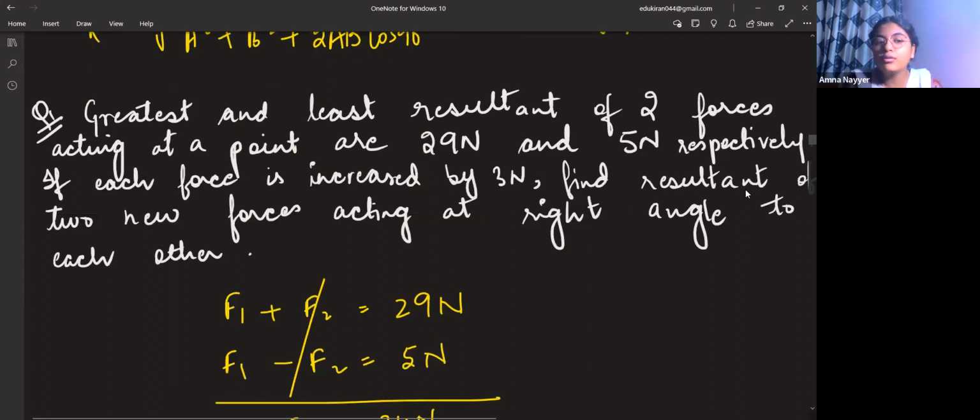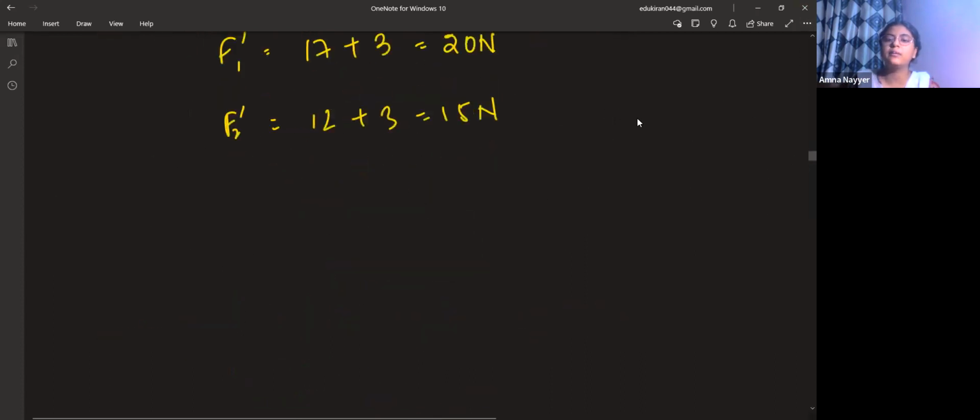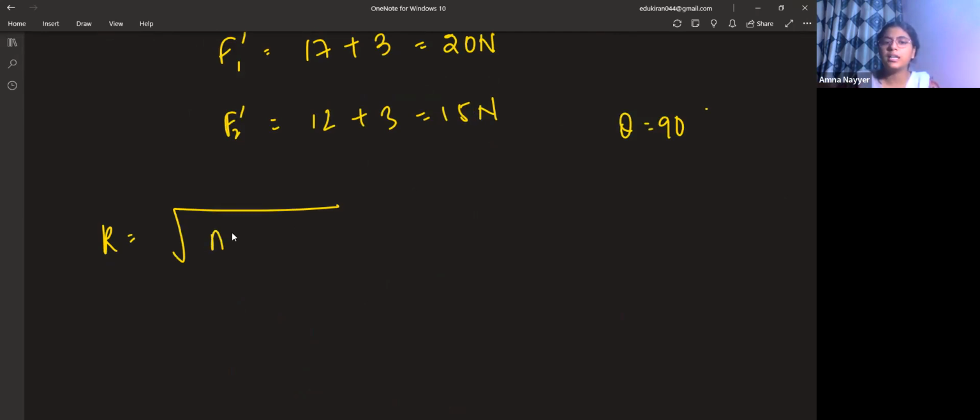Find the resultant of two new forces. Now you have obtained the two new forces. One is 20, another one is 15, acting at right angles to each other. Theta, what is the theta's value given? The angle between them is given as 90 degrees. So for the magnitude, when theta is given, no need to write everything. We have seen, it becomes under root a square plus b square, because this entire term, theta's term, will become 0 as cos 90 is 0. So quickly you can answer like this.